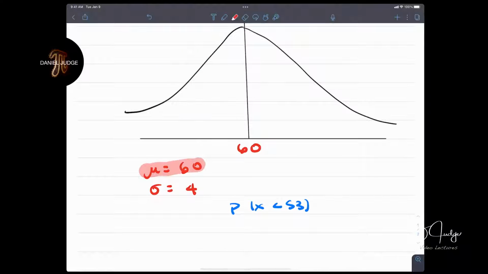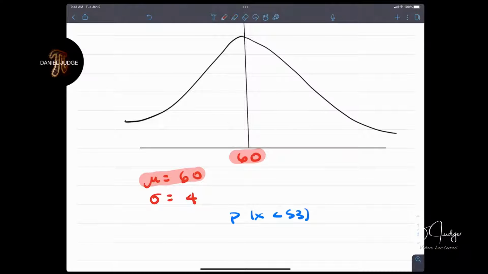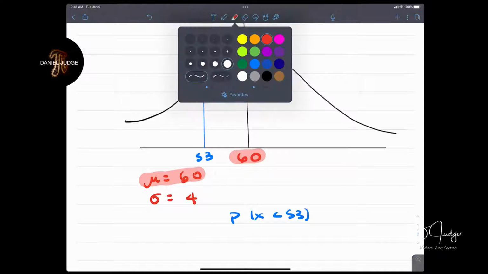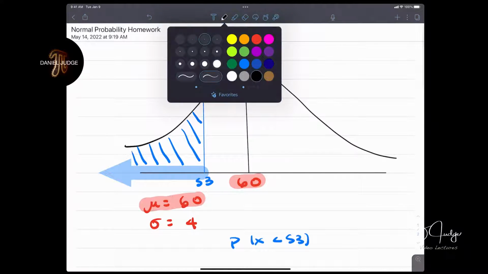So right in the center of the bow here, this is where our 60 goes. Okay? There we go. Now, the number 53 is to the left of 60 because it's smaller, and smaller numbers live to the left of larger numbers. So 53 would be here. Okay? And remember, smaller numbers live to the left. There we go. So shade a portion of the bow that corresponds to the random variable x being less than 53.